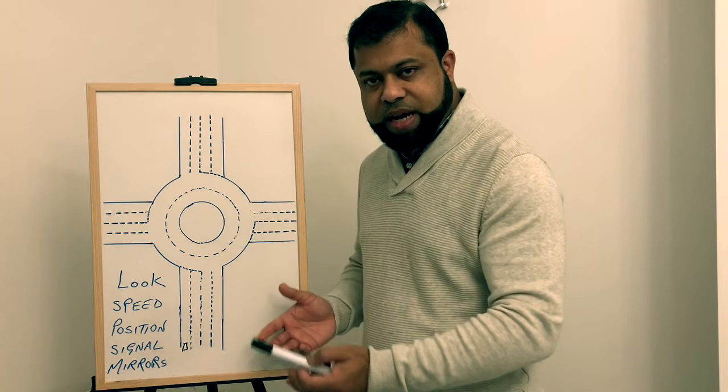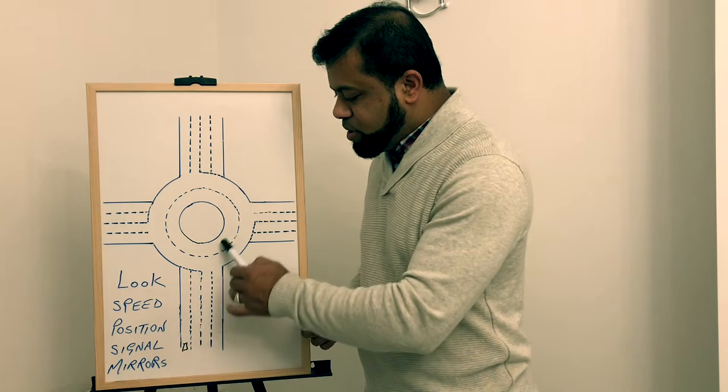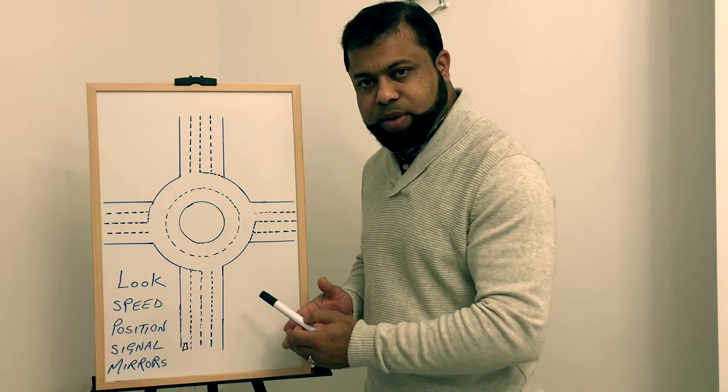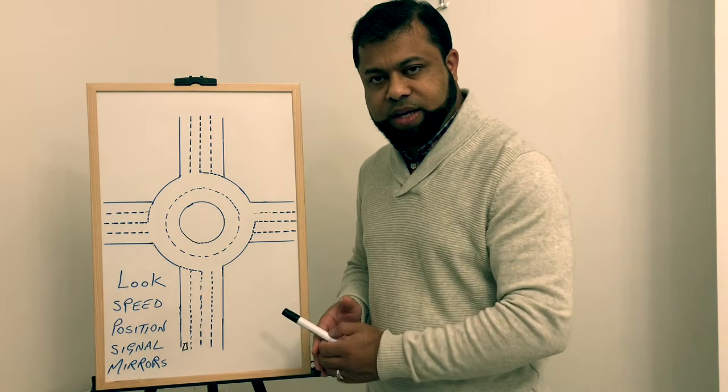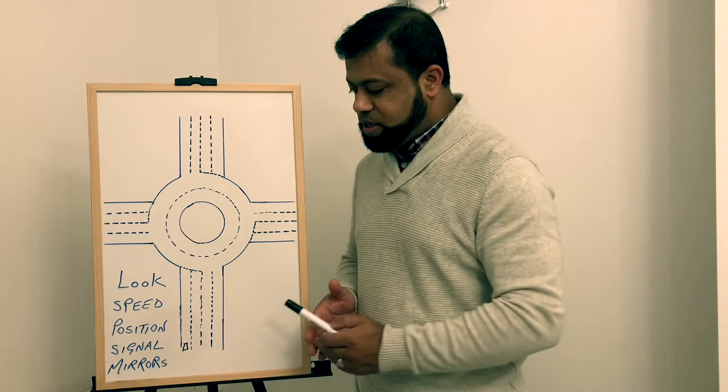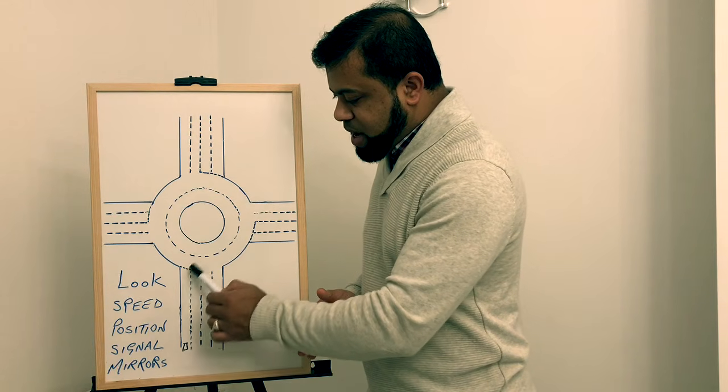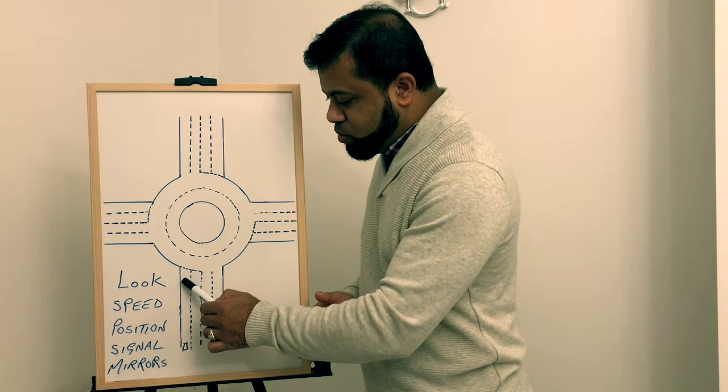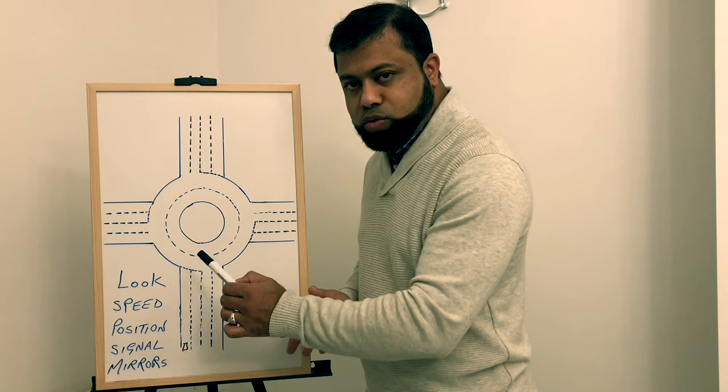Position is going to be left lane again. Speed will depend who's coming on your right. If there is somebody coming, we will stop behind the line. If there's no one coming, we will proceed. So there's no one coming now. Final check, no one coming. We enter into the left lane, no signal.